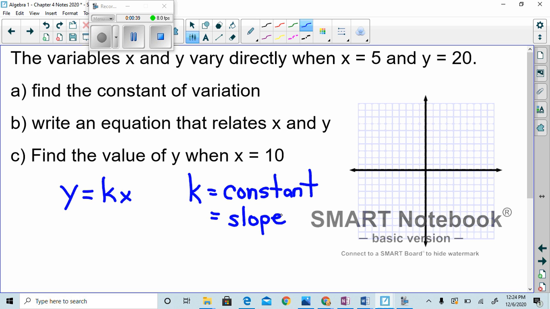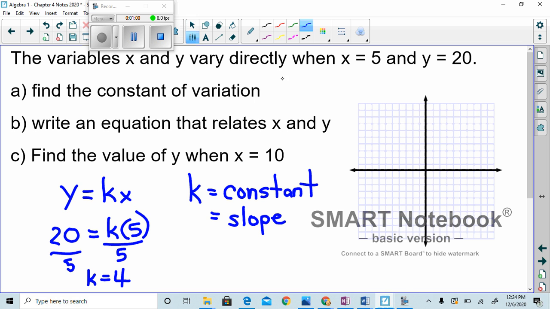So now that we know that, let's take the values that are given in this problem and replace them into the model. It tells us that 20 is equal to k times 5. One inverse operation will get us the value of k. K is equal to 4.